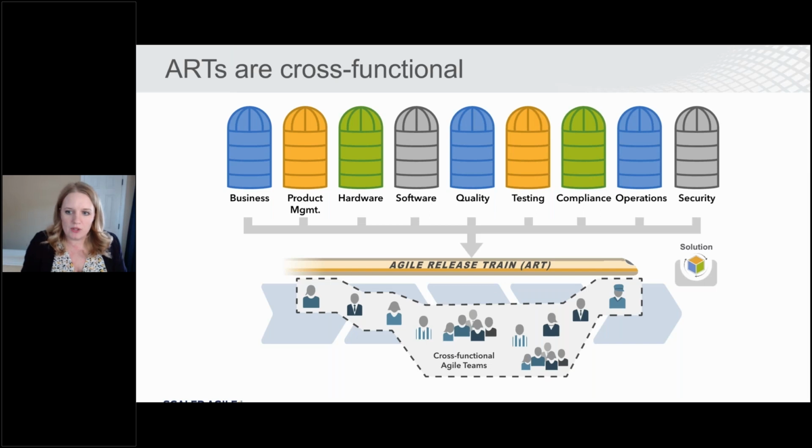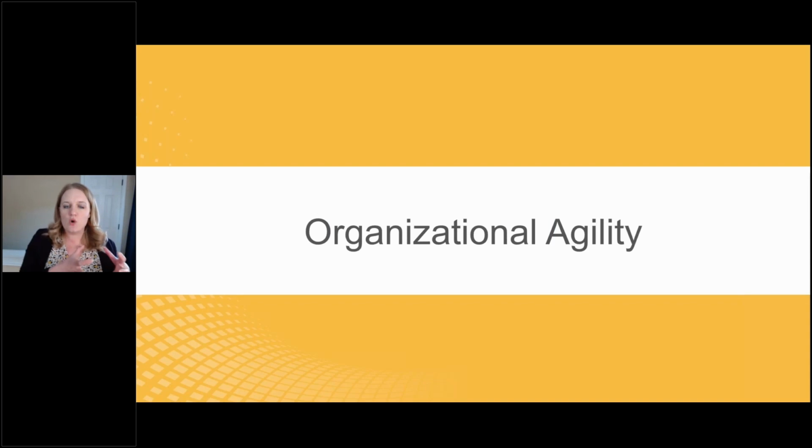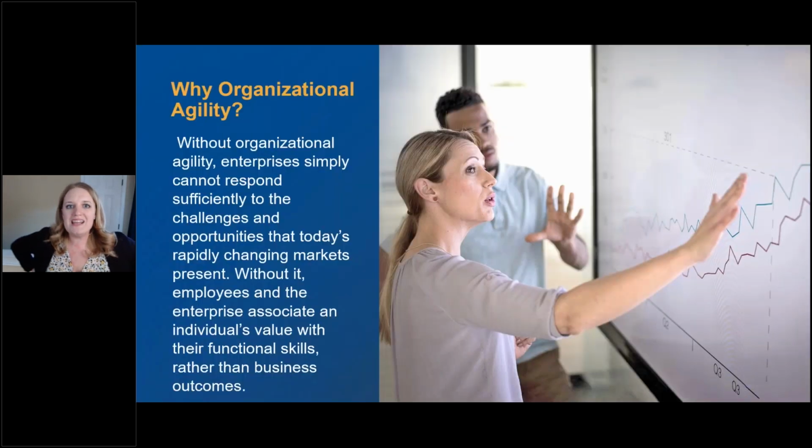So once we establish that team agility, we have our agile teams building quality into our solution, executing in our iterative Scrum cycles, organized around value in agile release trains. That's where we can start to achieve organizational agility. And why is organizational agility so important? Organizational agility is so important because we can't predict the future. We don't know what's going to happen 6 months, a year from now.